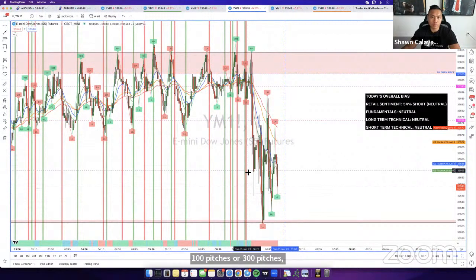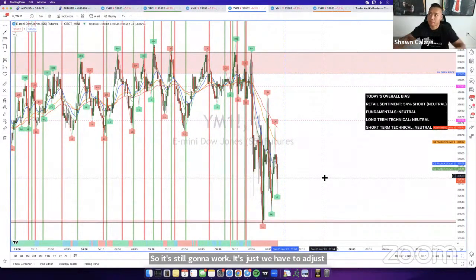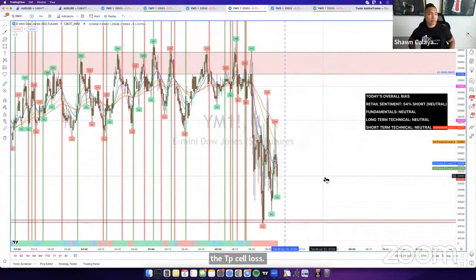So it's still going to work. It's just we have to adjust the TP and stop loss. That's really what it's going to have to be, because it's going to work regardless. There's always going to be people that are going to get stopped out.